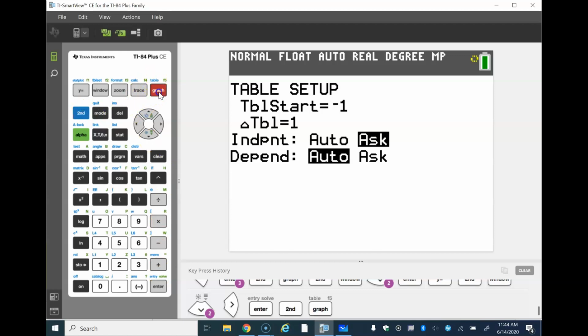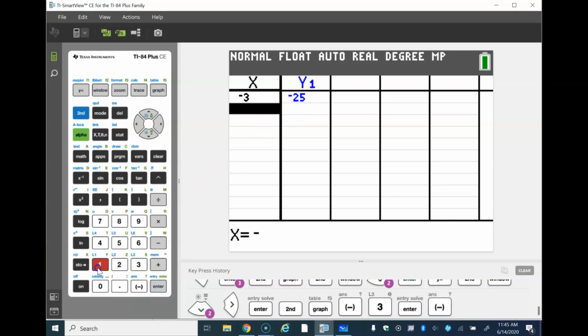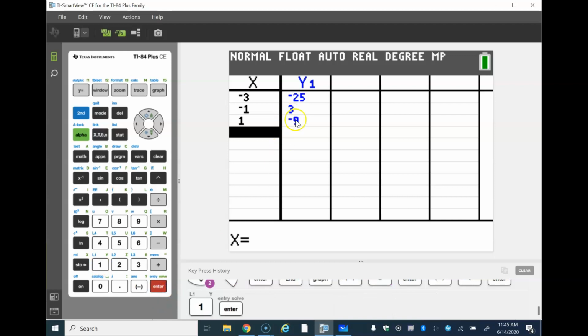So we hit second graph, and I'm going to give that test point. Remember, our test point was going to be negative 3. If you plug negative 3 into the equation, if you do it by hand, that's fine. But if you want to do it in the calculator, see how we got that negative 25. So we know it's going to be below the x-axis. The next one is negative 1. We get 3. The next one is going to be 1. Here below the x-axis, negative 9. And then the next one will be 3, and that's going to be above the x-axis.